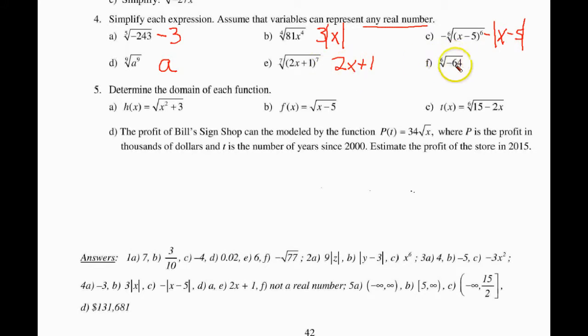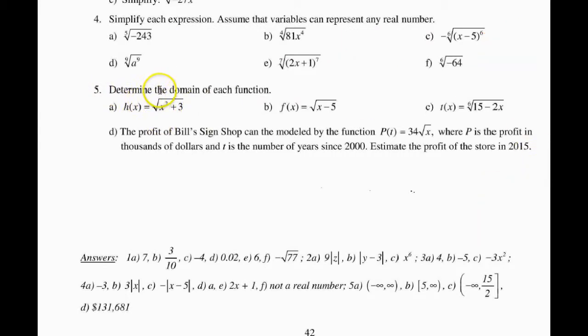Here's where they give us the case of an even index number but a negative radicand. Now that is not possible. So no real number solution. Not a real number. Okay. All right, going on now to number 5.